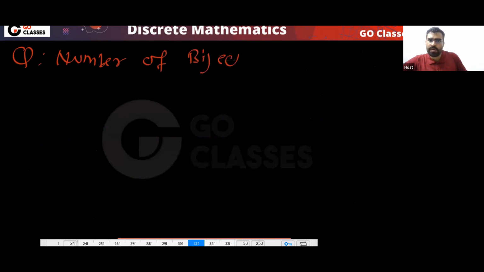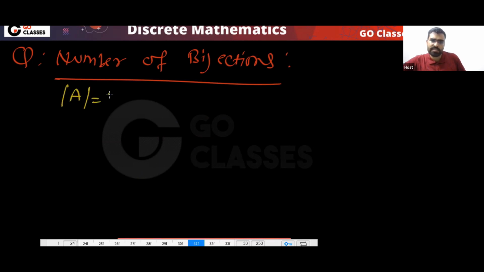Number of bijections. How many bijections do you have? Tell me. For example, if you have a set A whose cardinality is 3, and there is a set B whose cardinality is 2, how many bijections do you have?